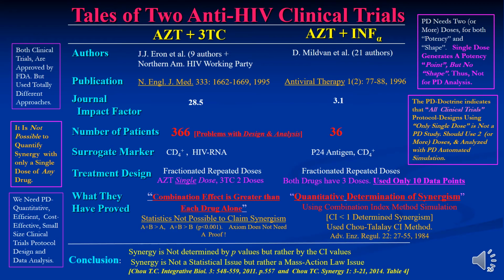For the anti-HIV clinical trial in literature, AZT plus VTC used 366 patients, but not valid to claim synergism due to incorrect PD design and only the p-value for data analysis. By contrast, the AZT interferon trials use only 36 patients, yet quantitatively determine synergy using the Chou and Talalay CI method.